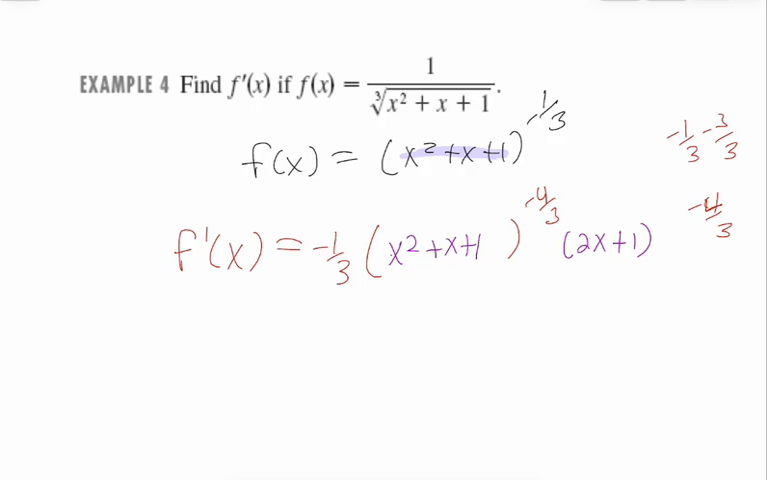Okay, so let me go over the rule one more time. This is a power function, so we know that the power goes down in front, power goes down by 1, the stuff stays there. And then we multiply by the derivative of the stuff.